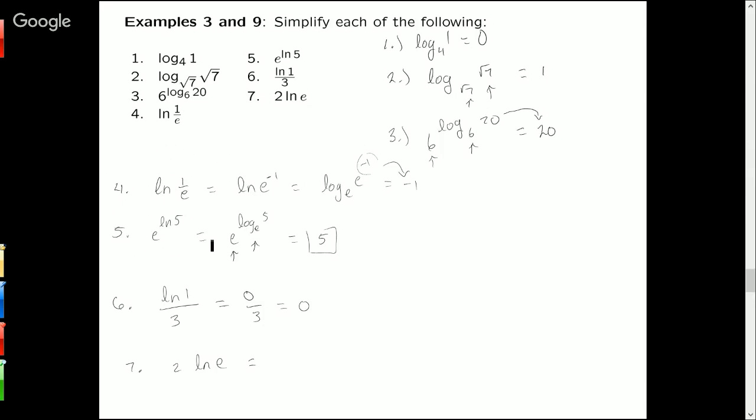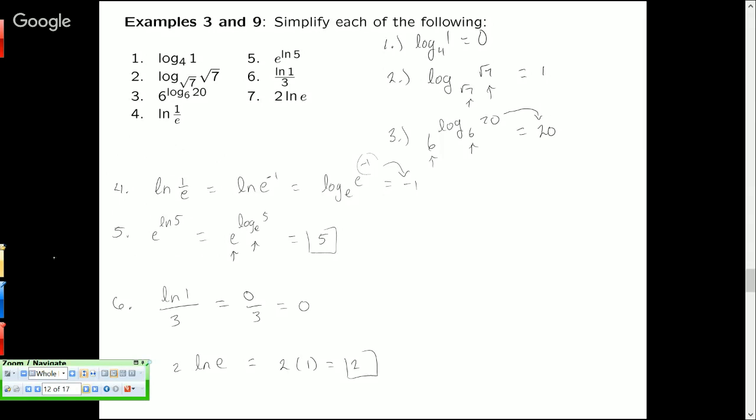And 2 natural log of e. What is a natural log of e? 1. So this becomes 2 times 1. And what is 2 times 1? Well, how about 2? 5 for the couple up. You guys see how to use your properties? You have lots of problems like that. Just applying your properties to it.